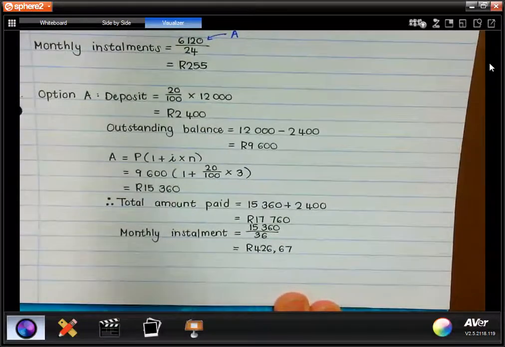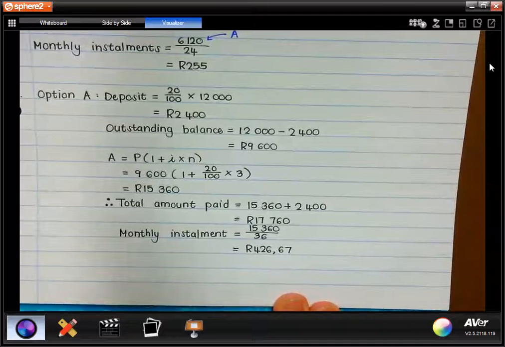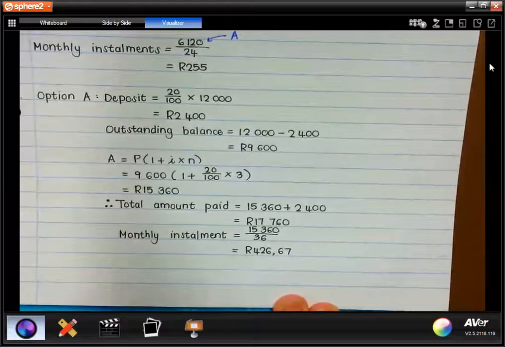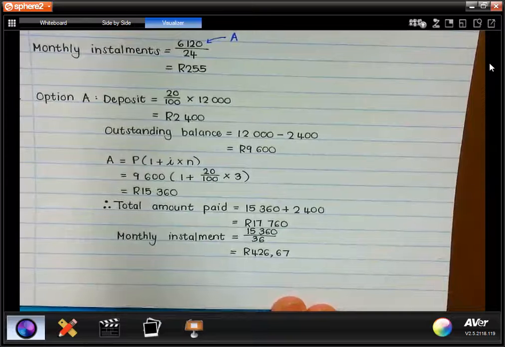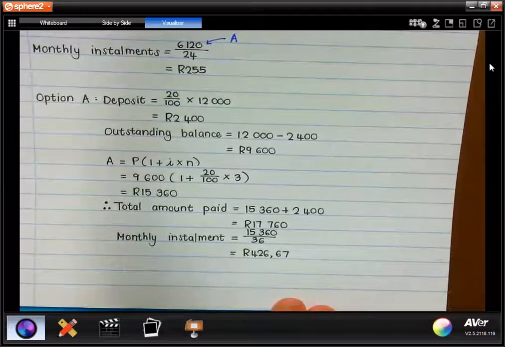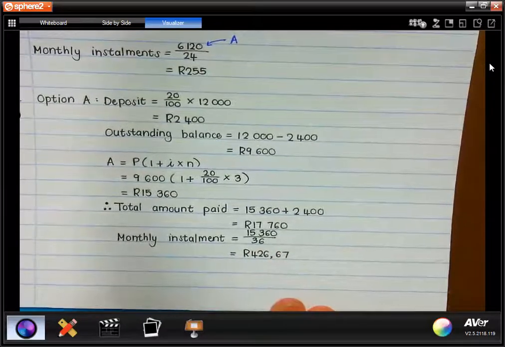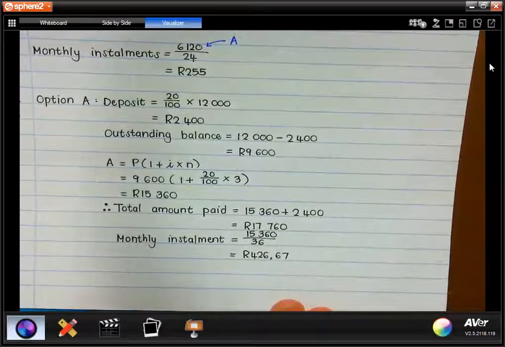Guys, very important when we're working with money, you must always round to 2 decimals. They might not say that in the question, but I think that makes sense, right? If you're working with money, we're working with rands and cents. So you have to always round to 2 decimals, even if they don't say that. That's very important.